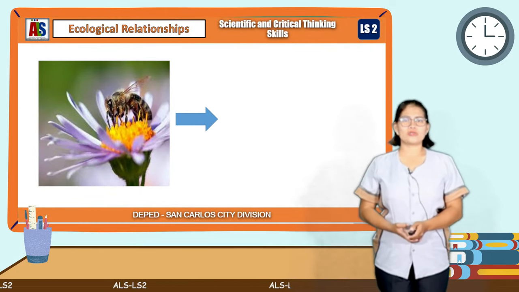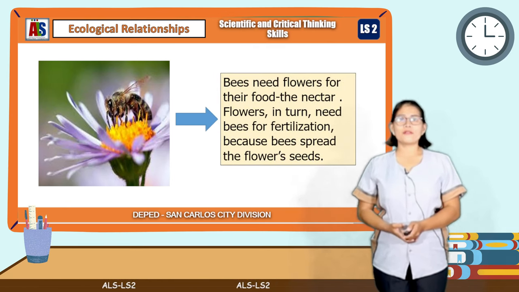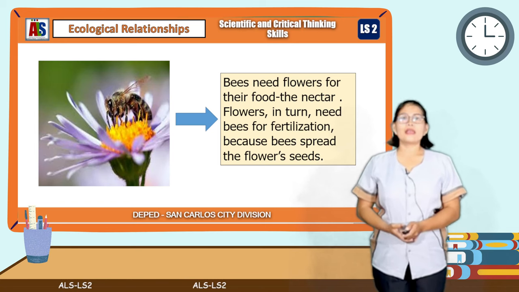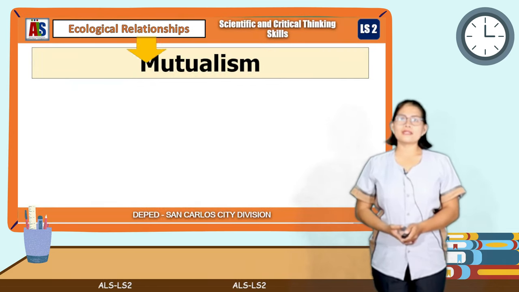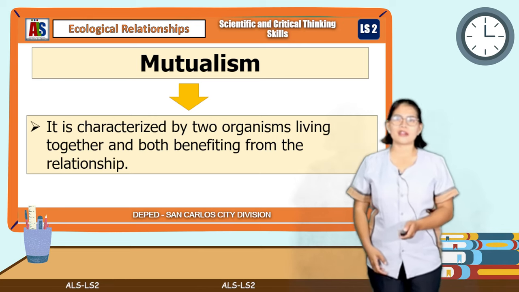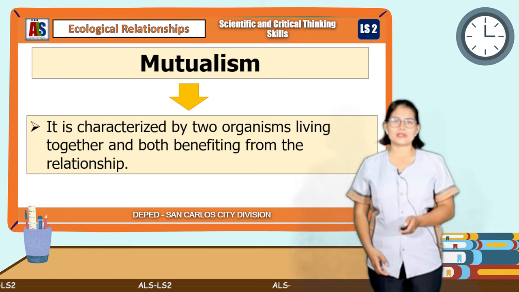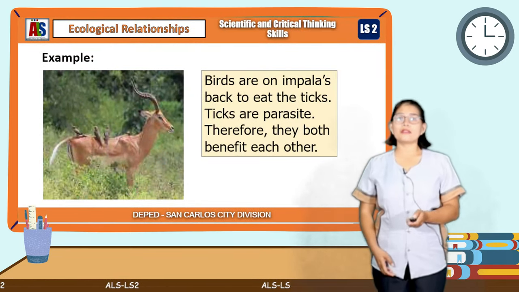Now look at this picture. Bees need flowers for their food, the nectar. Flowers, in turn, need bees for fertilization, because bees spread the flower seeds. The picture shows mutualism. What do you think is mutualism? Mutualism is characterized by two organisms living together and both benefiting from the relationship.